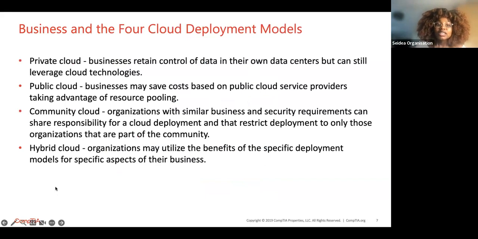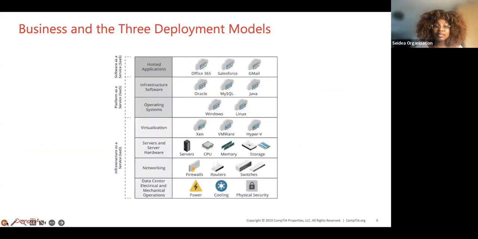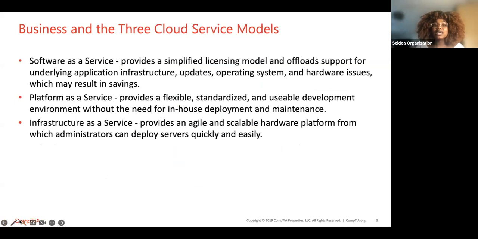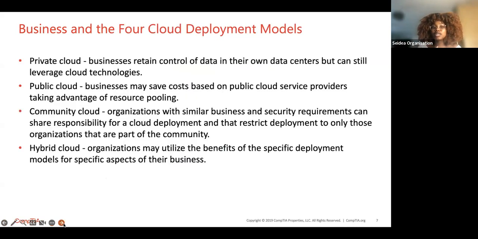Hyper-V. And actually let me just clarify, because I realize people can make this mistake. SaaS, PaaS, and IaaS are your cloud service models. But what differentiates it is when we're talking about the different cloud types, especially in deployment. You're focusing on private cloud, which deals with how businesses retain control of their data in their own data centers, but can still leverage cloud technologies.